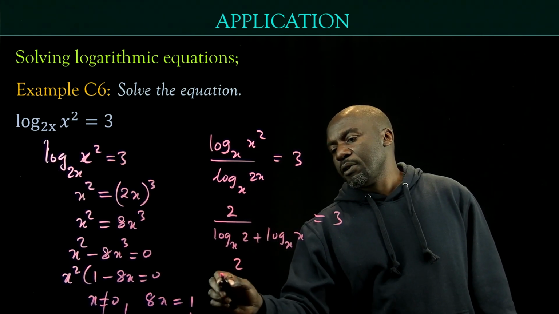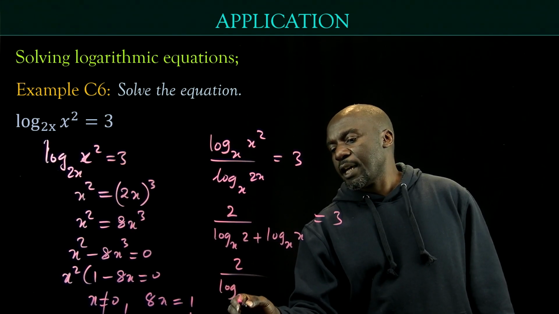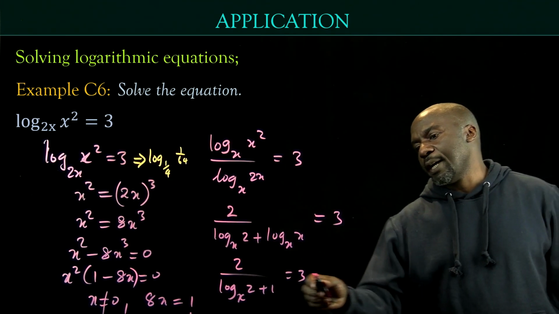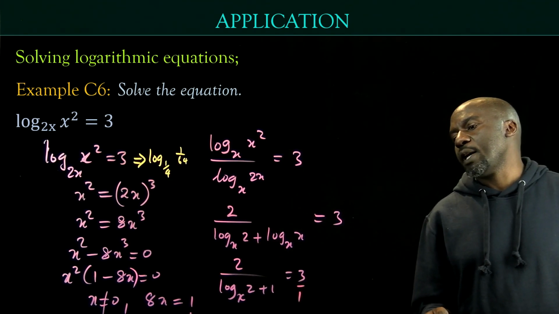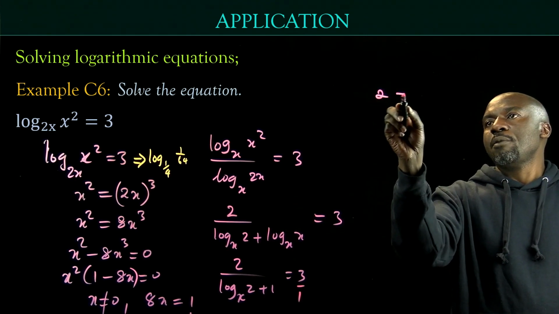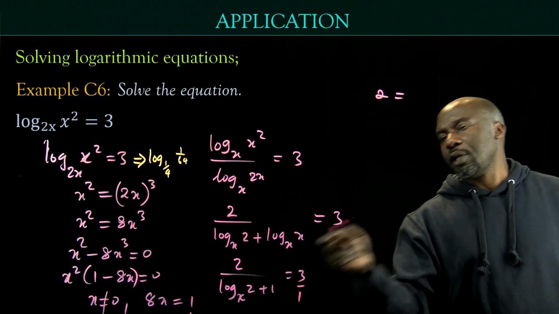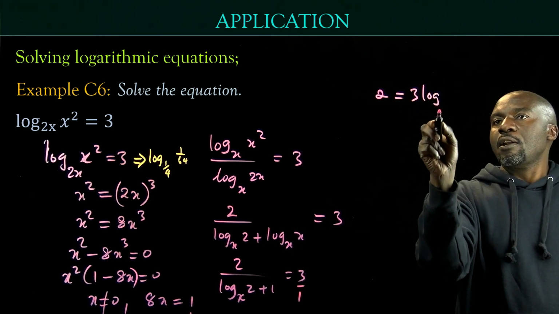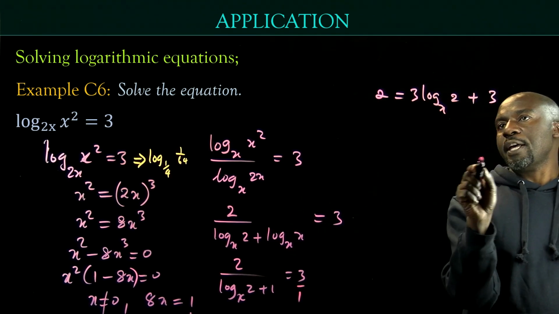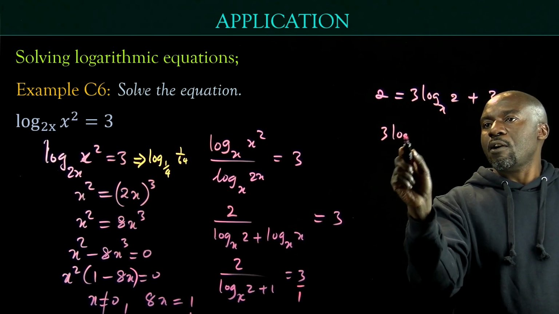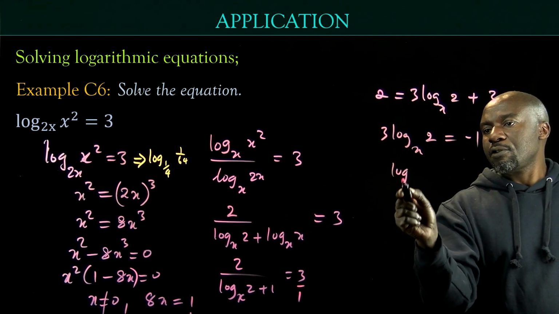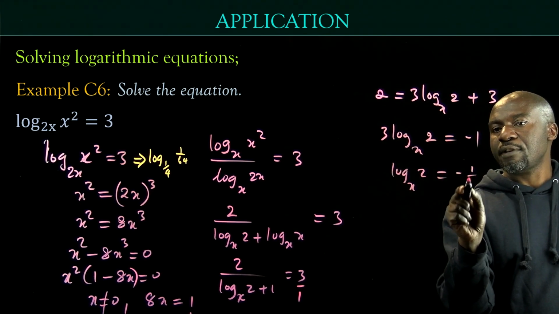So we are saying 2 over log to base x of 2 plus 1 is 3. And so cross multiplying, take this as being over 1. If you cross multiply, we end up with 2 being equal to 3 log to base x of 2 plus 3 there. And so clearly 3 log to base x of 2 is negative 1. Log to base x of 2 is negative a third.